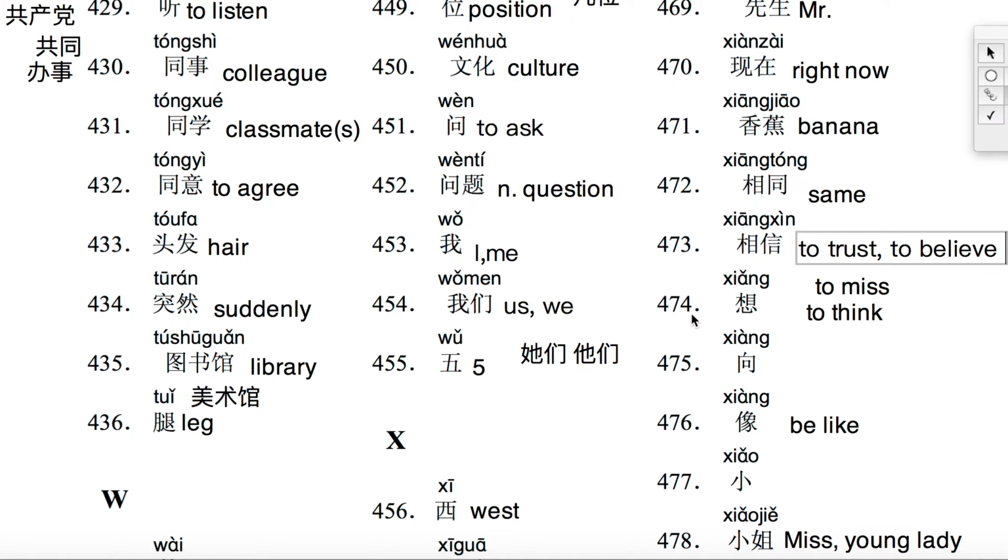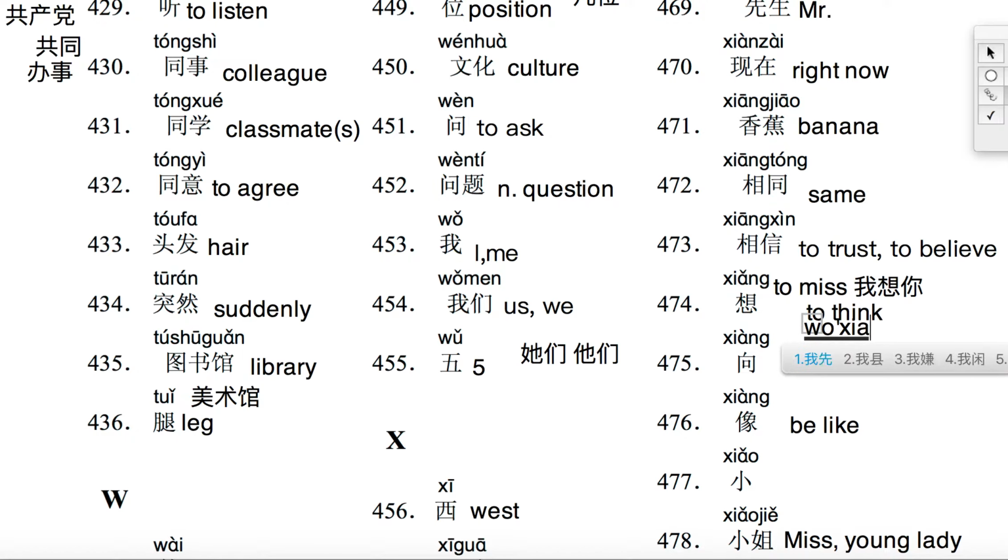Next one, 474, 想. 想 means to miss or to think. For example, just to miss somebody. For example, I miss you. You can say 我想你. It means I miss you. Or you can also say 我想一想, I will think about it. So in this case, 想 means to think.